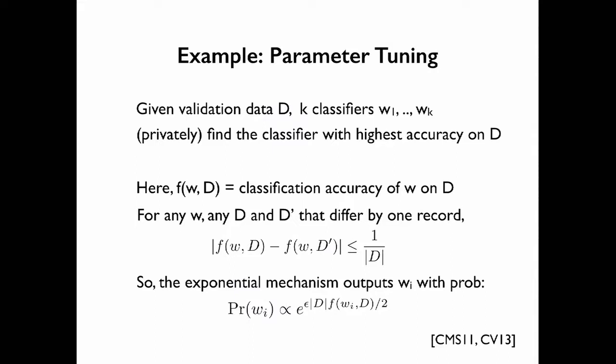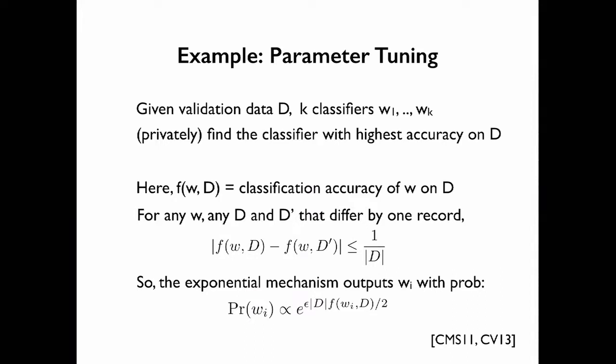Okay? So again, there are a couple of things to observe over here. One thing to observe is the maximizer, right? So this is sampling from some distribution. The mode of this distribution is the Wi at which f(Wi, D) is maximized. The second thing to observe is because you have epsilon times D in your exponent, what this means is if your validation data set is really large, then this density will be very, very peaked, right?